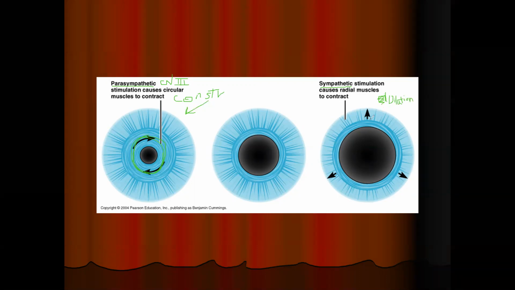So sympathetic is going to innervate these muscles here that pull out. When they contract, they're going to pull out on the edge of the pupil and make it bigger. So sympathetic stimulation causes dilation. Parasympathetic stimulation causes constriction. And it's just one of the thoracic nerves that goes to the eye. You don't need to know which nerve that is, but I would remember CN3. Okay.